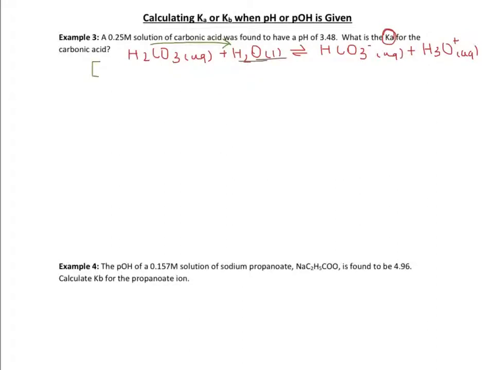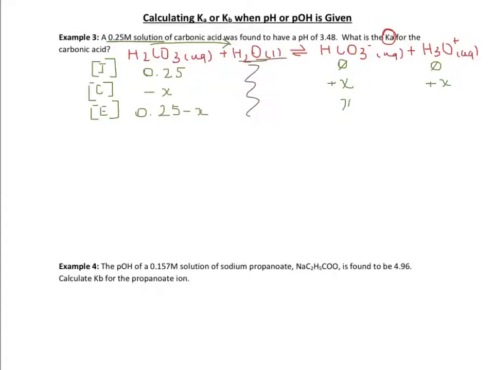We will set up our ice table. I know that I need an ice table because it told me that I had a 0.25 molar solution of carbonic acid, but it did not tell me that that was at equilibrium. So I go ahead and assume that that would therefore be the initial concentration, 0.25. We always start off with no products. We lose reactants, we gain products. All of these have the coefficient of 1. And in the equilibrium line, we combine the initial and the change.